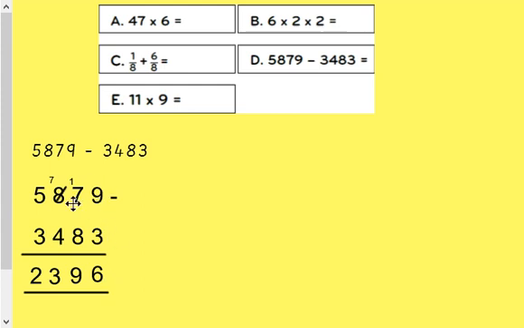Nice and simple. Second column, the tens column, 7 take away 8. Well, we know we can't do that. Okay, so we would need to exchange a 10 from the next column. So we would take 1 across to here. And that then becomes 17 up here, take away 8. Well, 17 take away 8 is 9. Then we've got this one up here is now 7 because we exchanged the 10. 7 take away 4 is 3, and then finally 5 take away 3 is 2. So our answer then would be 2,396.